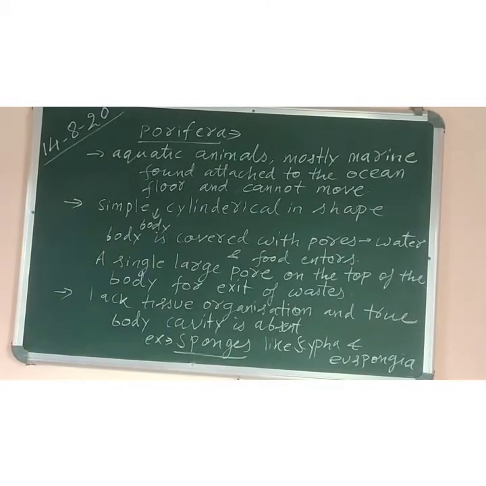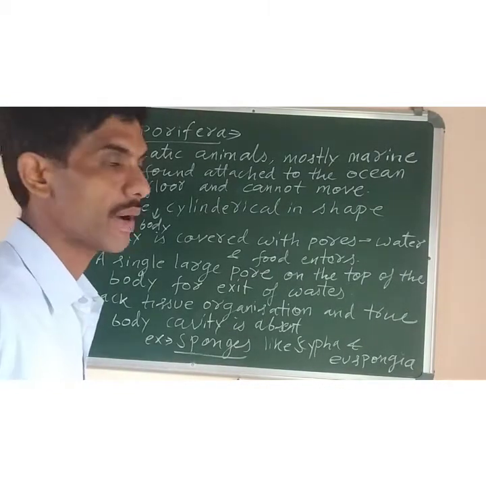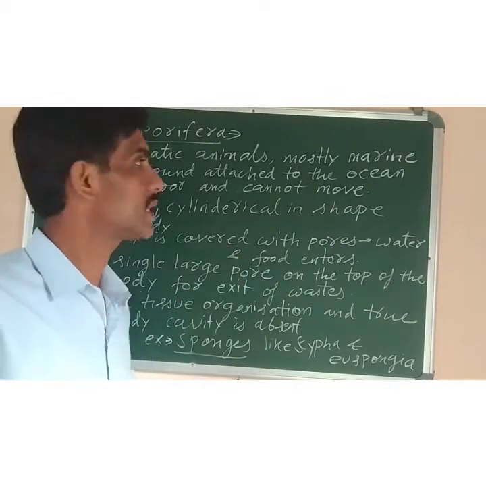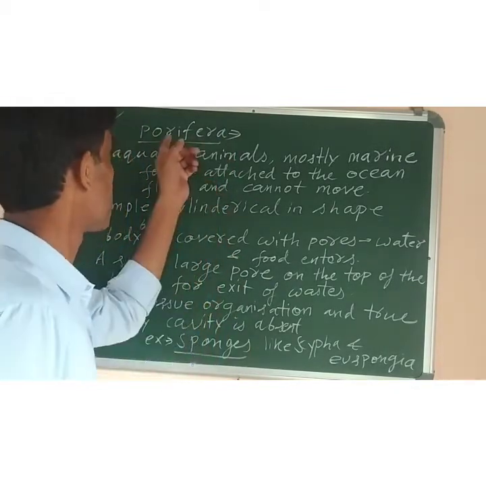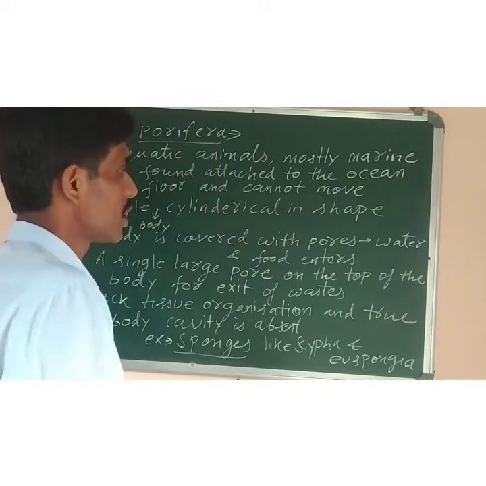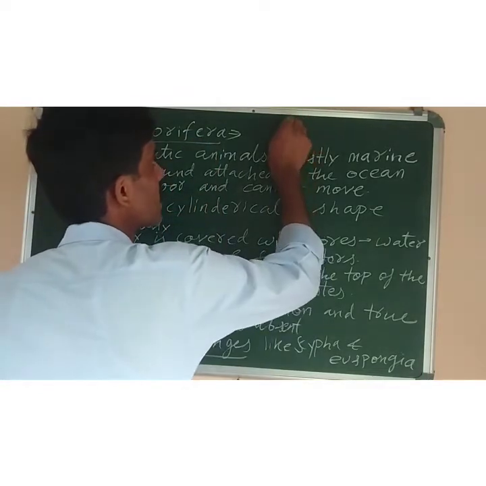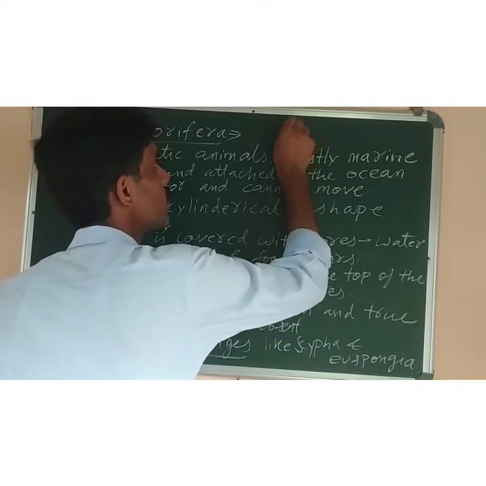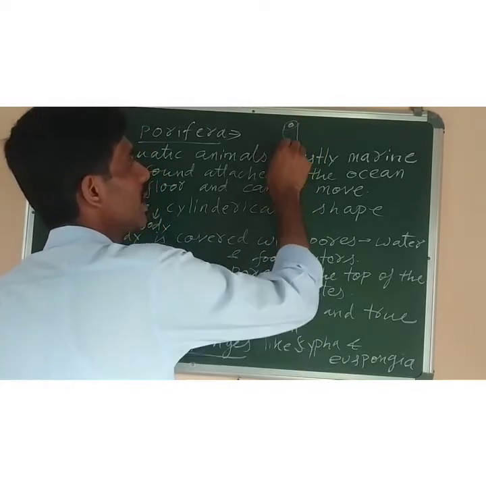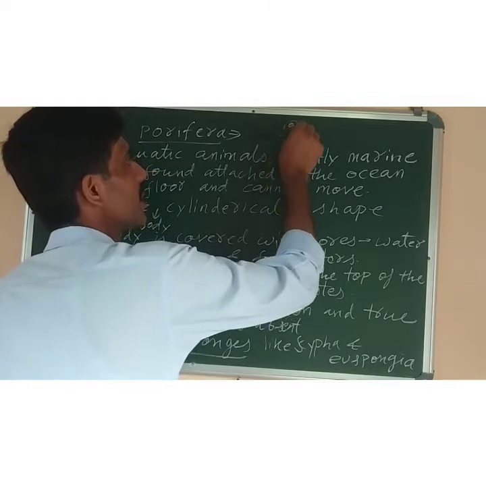Okay, so next you can see the first phylum of the invertebrates is Porifera. Porifera means P-O-R-I. Pore means the tiny holes. So their body is shaped in such a way, cylindrical shape like this, just like a sponge. There is one opening on the top, and there are many tiny pores present in their body wall.